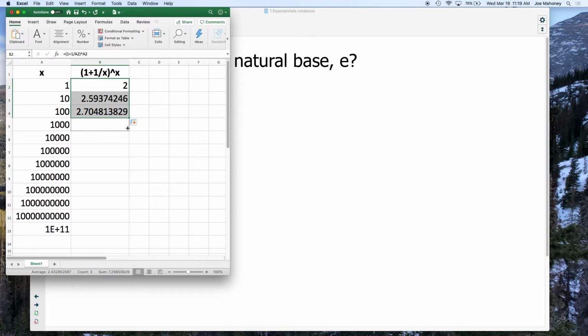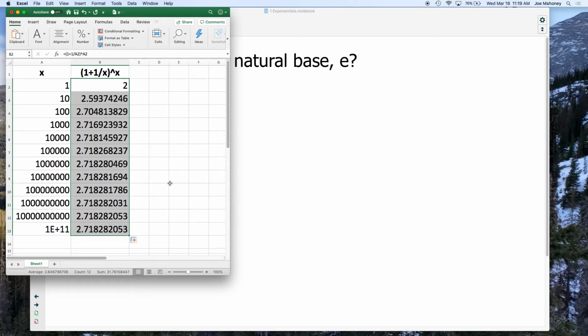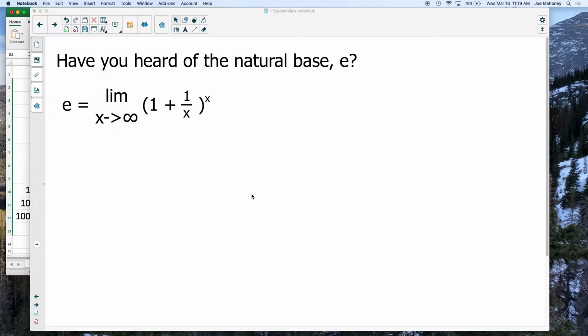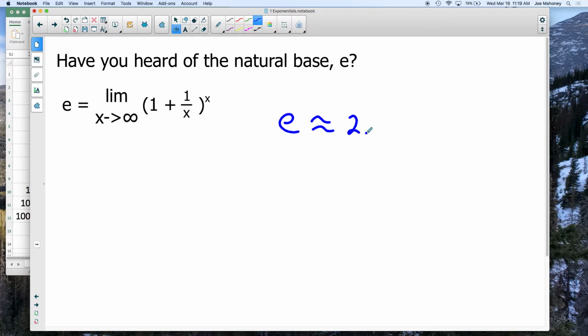Now I'm just going to drag this down, and we're going to see what happens as x goes off to infinity. Notice it's increasing, but it starts to increase at a decreasing rate, and it kind of starts to slow down a little bit. So we say that this value e is about 2.718. That's a good approximation for it. It is a button on your calculator. So I would expect if you do some calculations with it, you'd use the calculator's button, and you wouldn't necessarily use the approximation.